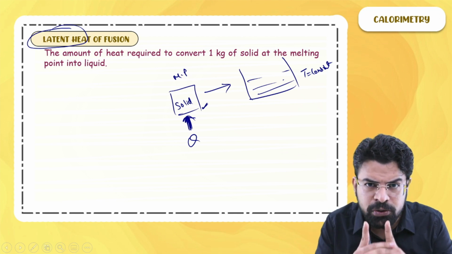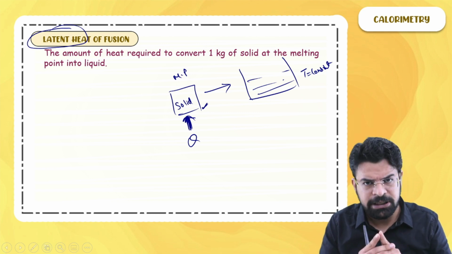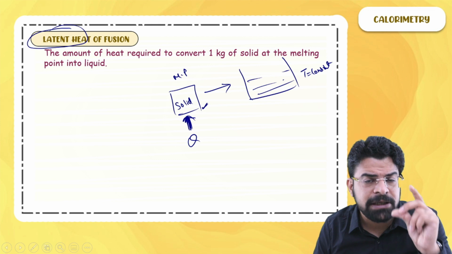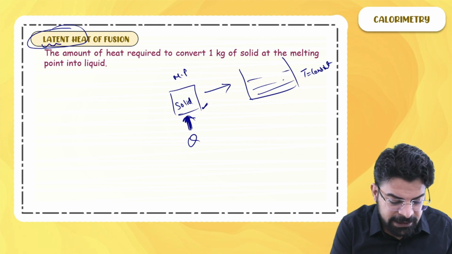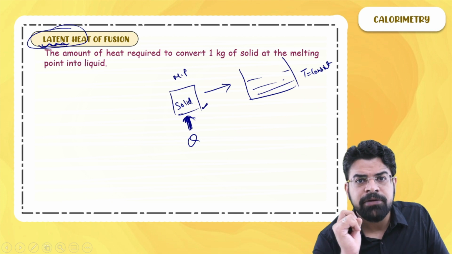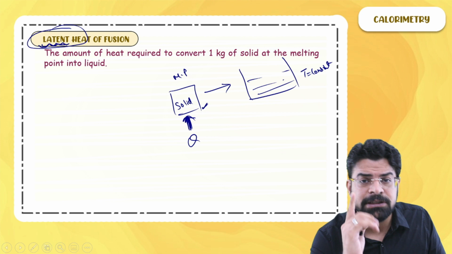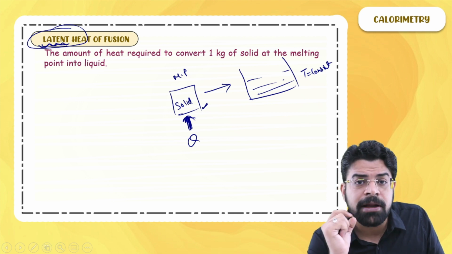Is this heat utilized to increase the temperature? No. Does the temperature remain the same? Yes. So when the temperature remains the same, we say that this heat gets hidden, hence called the latent heat. Usually whenever we provide heat to the system, its temperature increases. But in this case, at the time of phase transformation, the temperature remains constant.